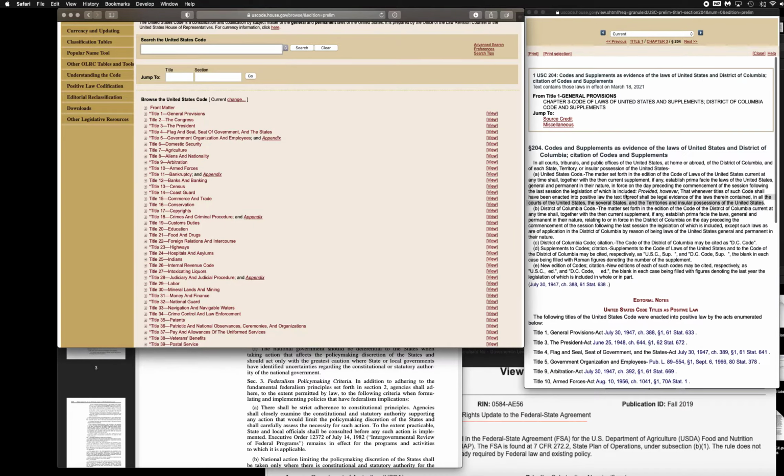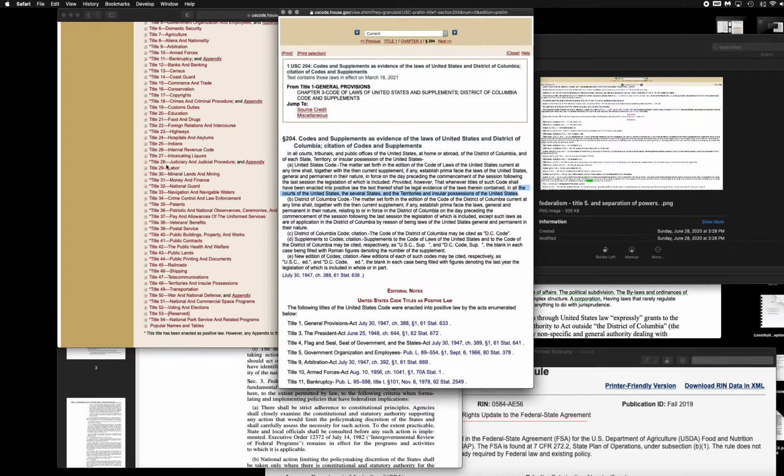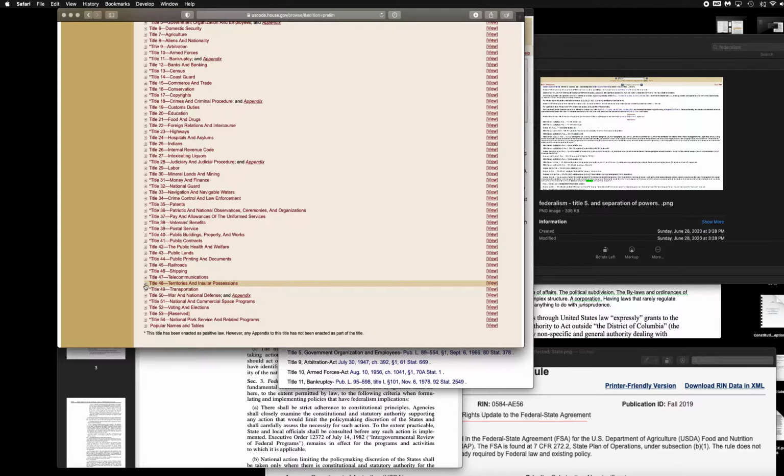Let's look at that again, right? They're not bringing you into a court of the United States if they're bringing you into court under Title 26, because it says that whenever titles of such codes shall have been enacted into positive law, the text thereof shall be legal evidence of the laws therein contained in all the courts of the United States, the several states and the territories and insular possessions of the United States. But let's all note here that territories and insular possessions, according to Title 48, is not positive law.